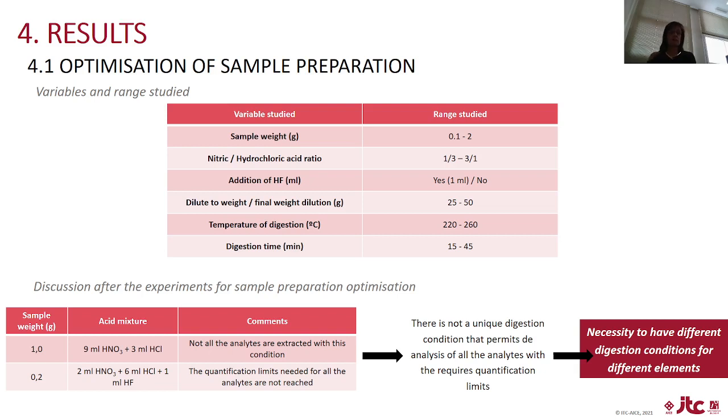After many experiments, it was noticed that the optimum extraction for the determination of arsenic, cadmium, and mercury is different from lead, chromium, and nickel.